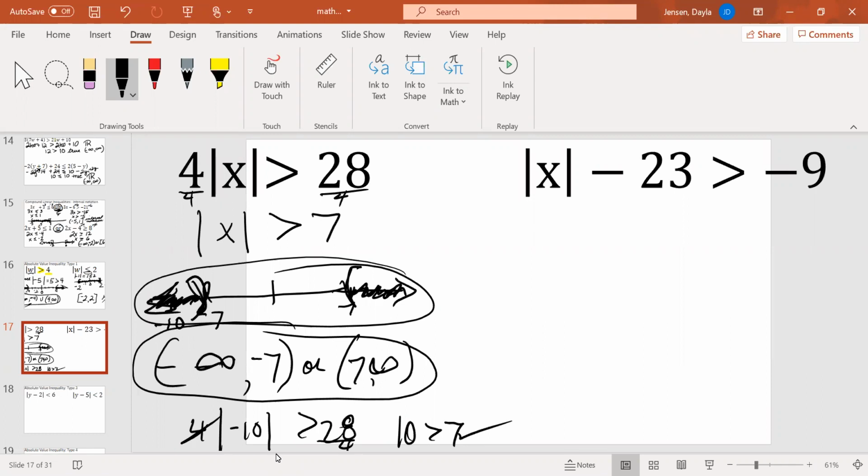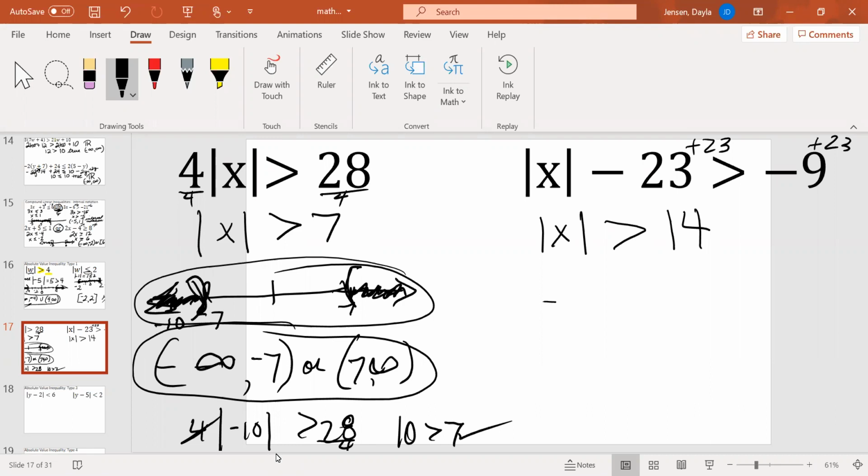I come over here, the first thing I need to do is get that absolute value sign by itself on one side of the inequality by adding 23 to both sides. So the absolute value of x is greater than, that doesn't change, 23 minus 9 must be 14. So now that says whatever x is, it's greater than 14 units away.